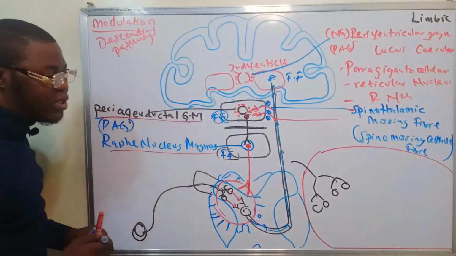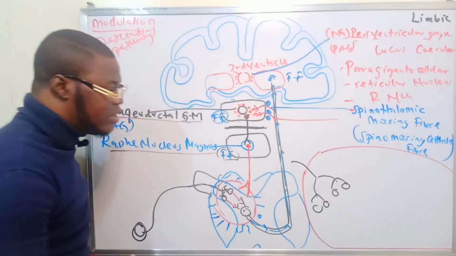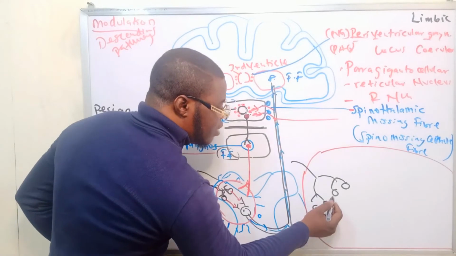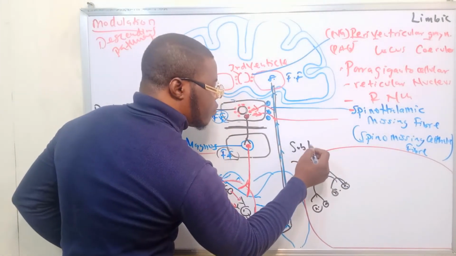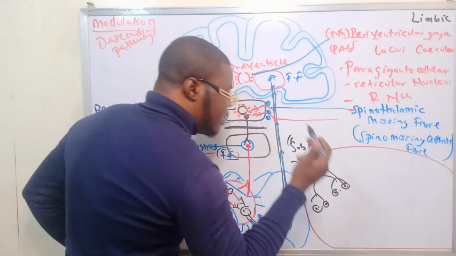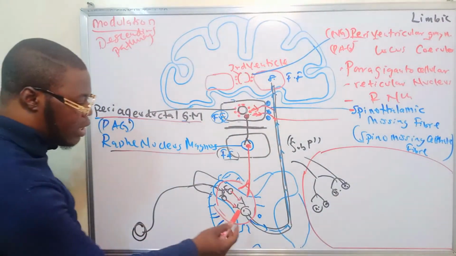And tell me, what is the function of this first order neuron? It is meant to release some kind of neurotransmitter to carry the impulse of pain called substance P. And it is releasing it on the what? On this second order neuron here.